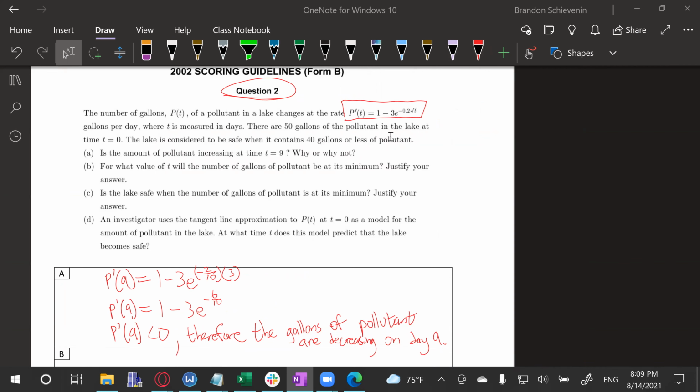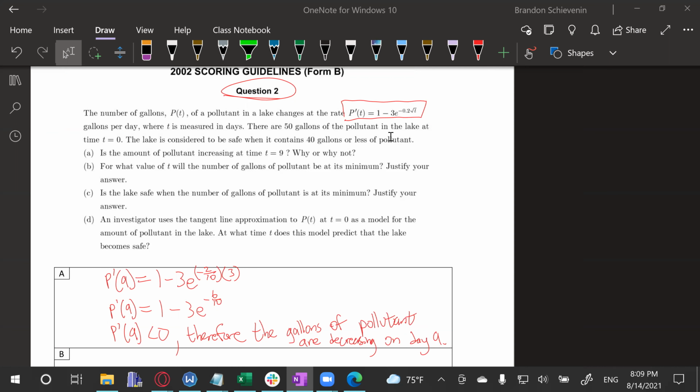All right, so to catch you up to speed, we were on question 2 from the homework. There is some function P(t). We were not given the function though. We do have a function of P prime of t, the derivative, measured in gallons per day. We are also told that at the beginning, t equals 0, there are already 50 gallons of pollutant in the lake, and that the lake will be considered safe when it contains 40 gallons or less of a pollutant.